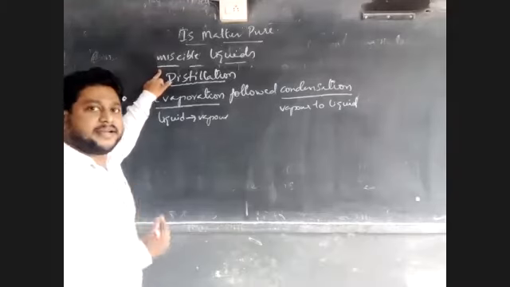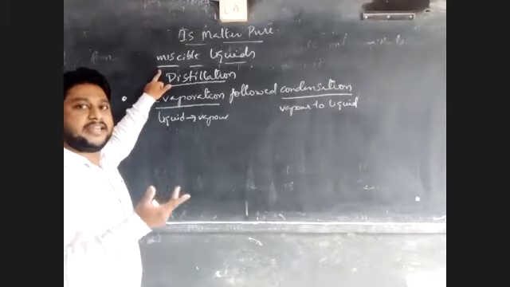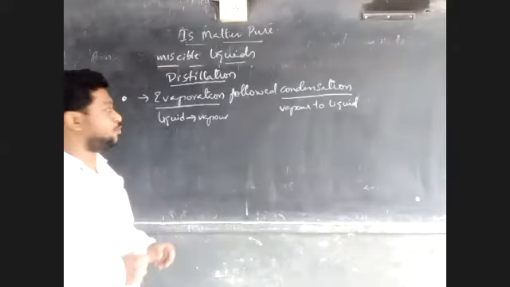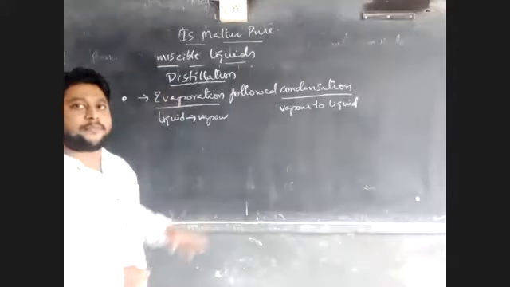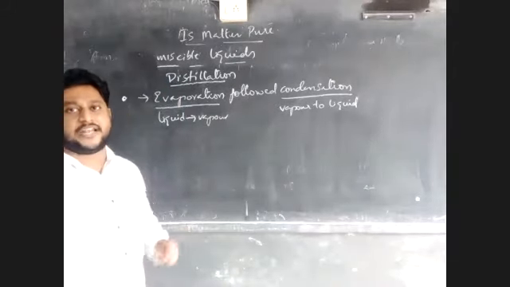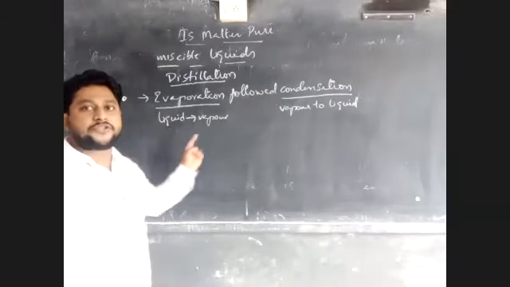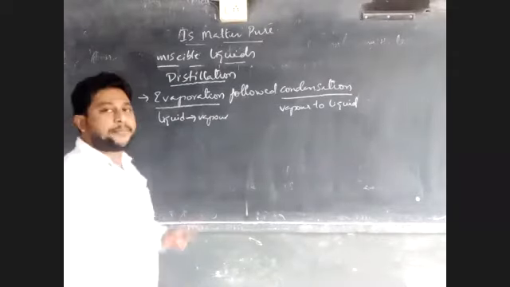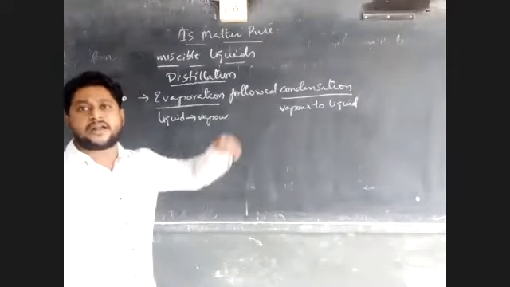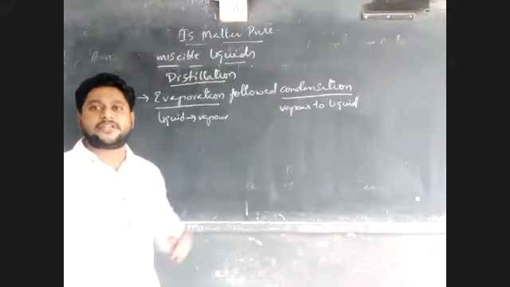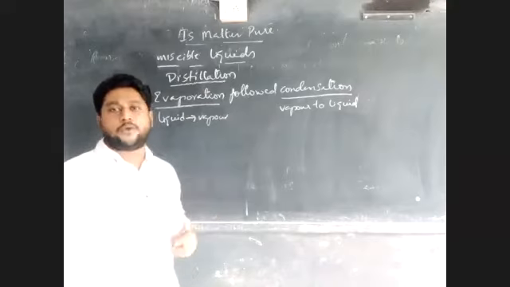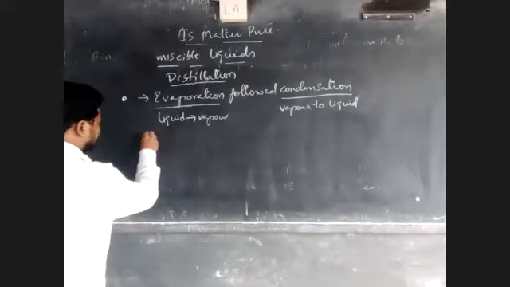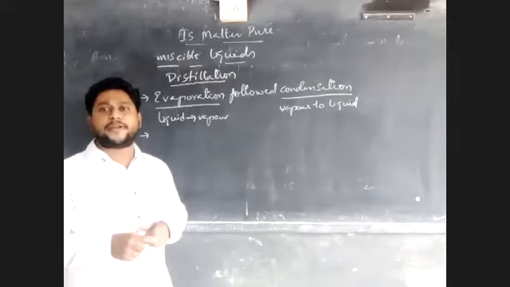Miscible liquids means the solutions get mixed up easily and look like a single liquid or single solution. The suitable method to separate components in a miscible liquid is distillation. What is distillation? Evaporation followed by condensation. What is happening during evaporation? Liquids are evaporated. What is happening in condensation? Vapors are converted to liquids. Now, how does this take place and what is the principle behind evaporation and condensation?